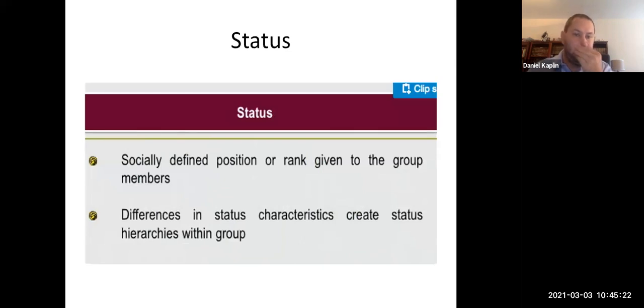All right. Now we talked about status. Now, if there's differences in status within a group, that is going to impact group cohesion or group cohesiveness. So ideally, no person should be given a position superior to the other.